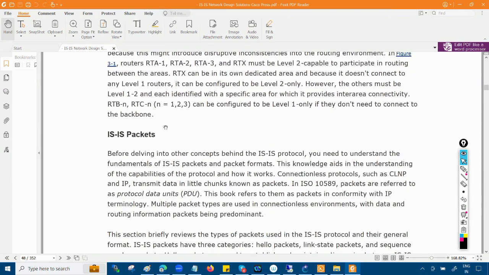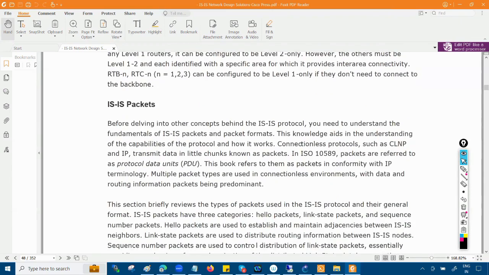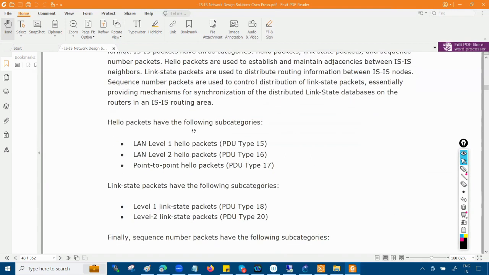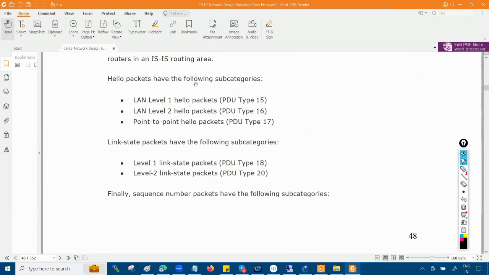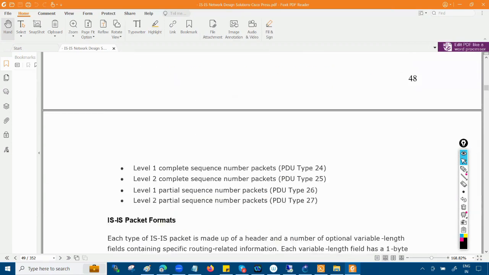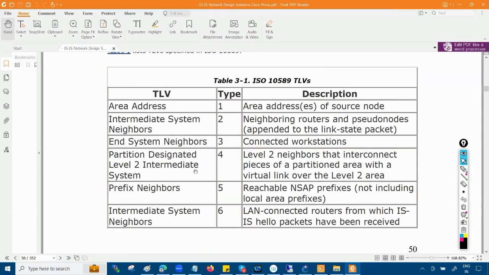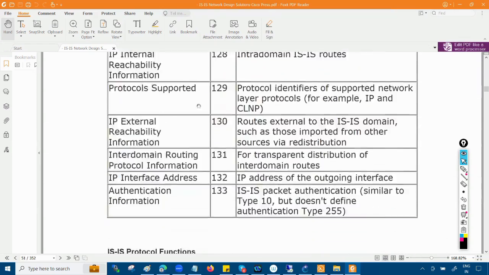So I say that this is one of the books that I use today for the ISIS protocol, right? But apart from this book, I have lots of ISIS protocol books. But eventually, at the end of the day, this book will be finished. Okay.